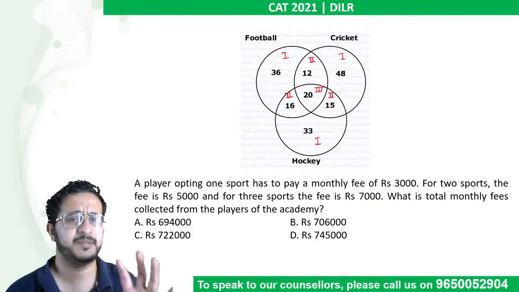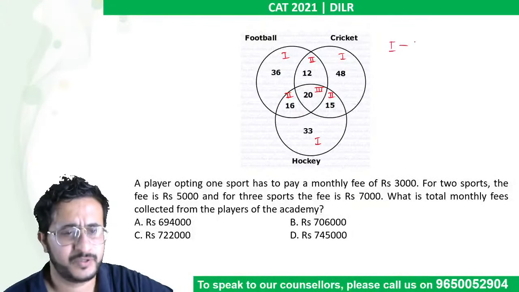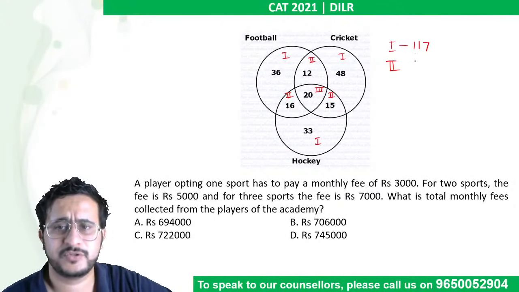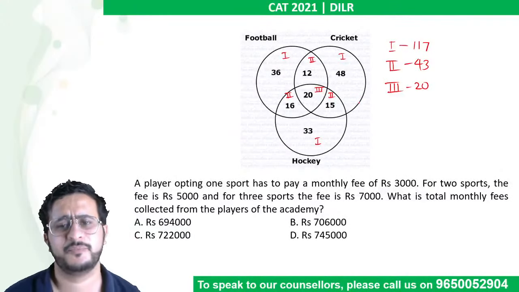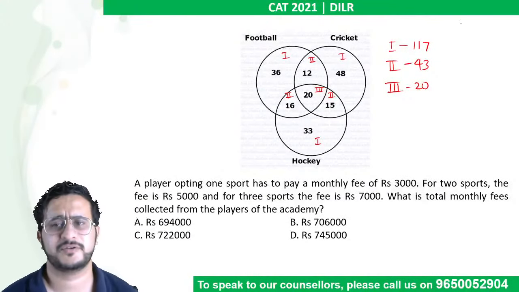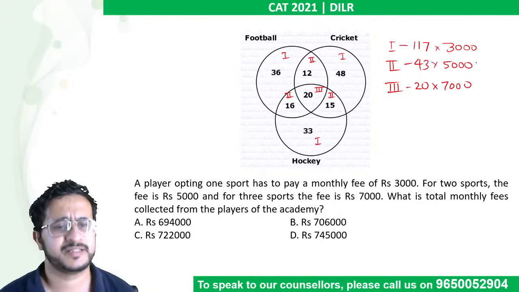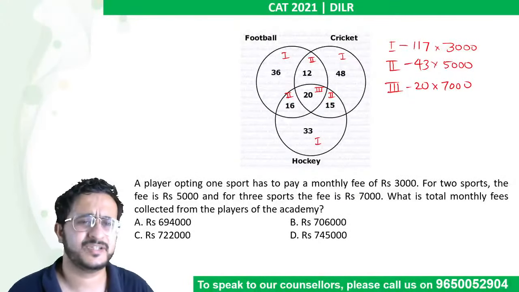Right, now what people would do is they would take, okay, one sport is 117, okay, two sports is 31 plus 12, that is 43, and 3 sports is 20. Right, now what people would do is they would multiply by 3000, 5000, 7000, right, and they will get some answer and then they will add up. Right, the first thing which I hate is writing too many zeros.